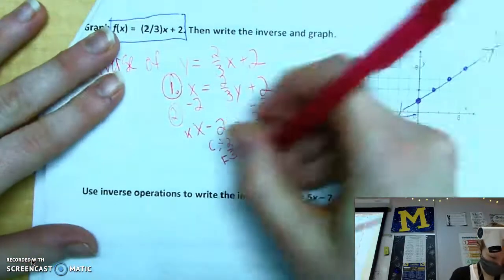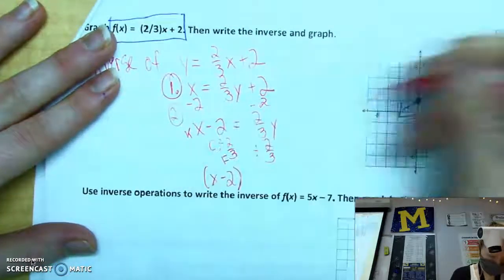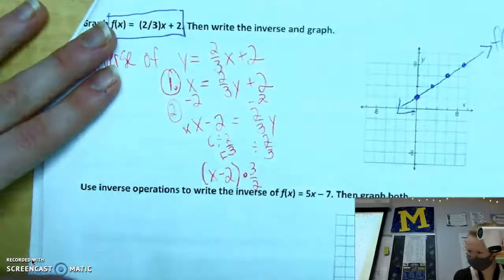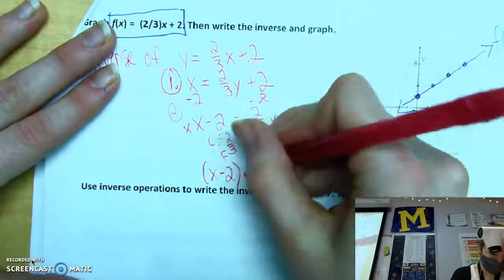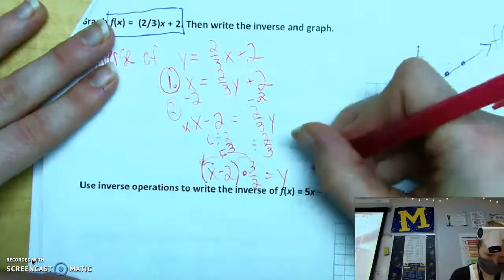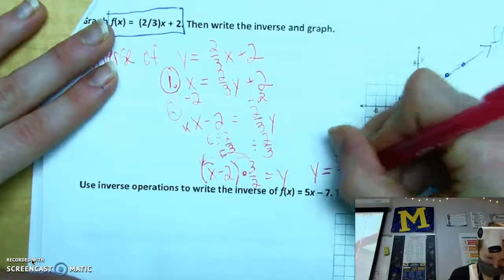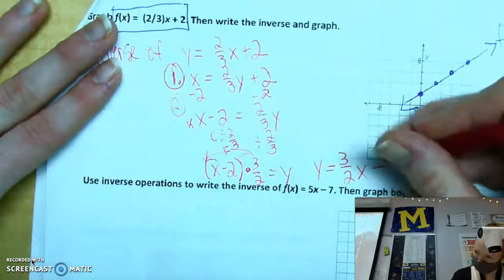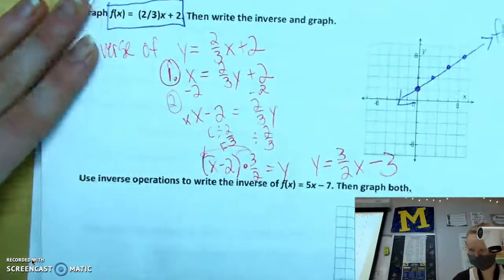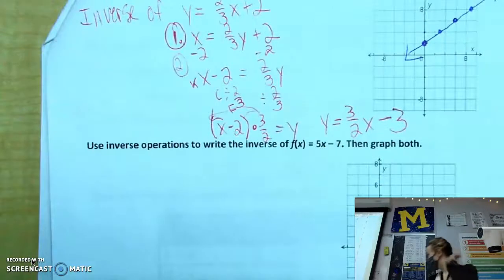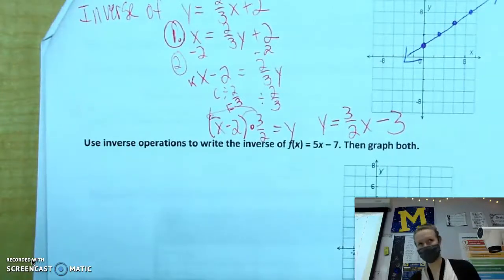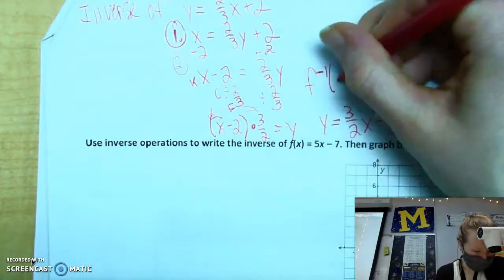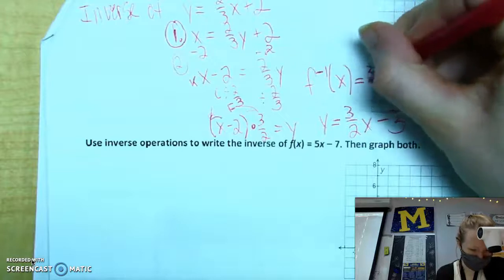So we're going to keep the x minus 2. We're going to change the division to multiplication, and we're going to flip that fraction. And then we have to distribute. So I'm going to get y is equal to 3 halves x, 3 times -2 is -6 over 2 is -3. But I still have one little tiny step. This is not in function notation, so to write my inverse function, I need to use function notation.